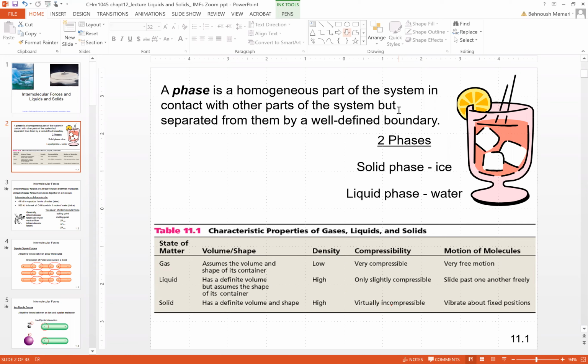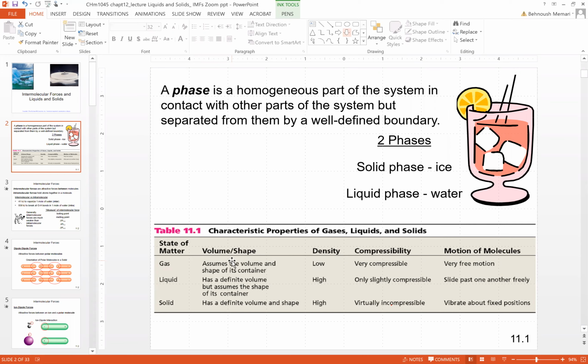Now, in the gas phase, the substance does not have a definite shape or definite volume. A liquid has a definite volume but not a definite shape, and a solid has a definite shape and definite volume. The density of a solid, because the molecules are more packed, is higher than the density of a liquid or a gas.